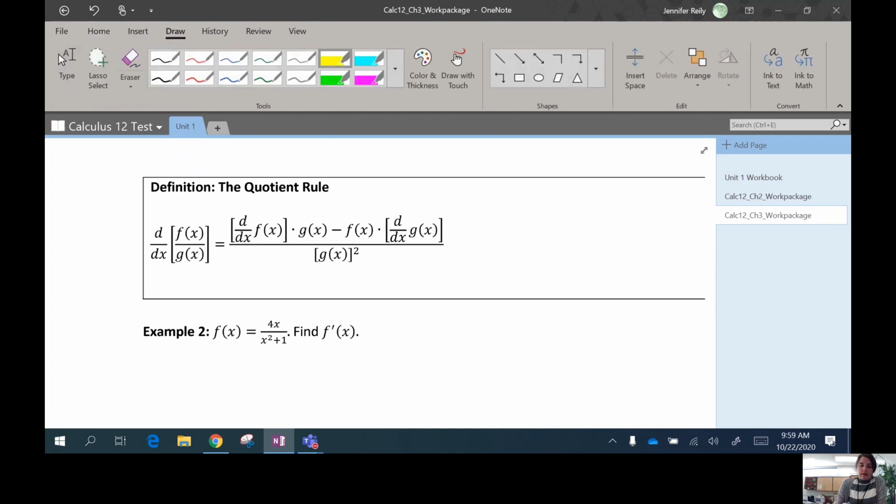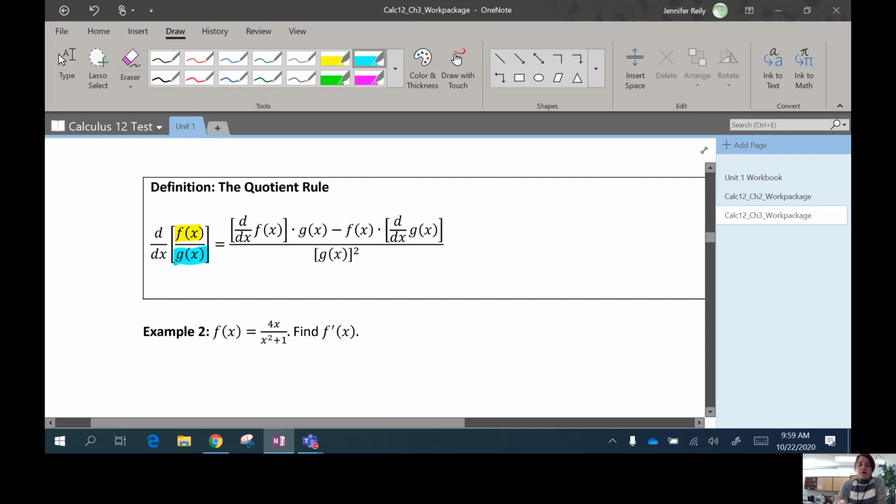So I'm going to use the same coloring scheme. The rule is actually quite similar. It has a similar structure, except there's one thing added to it. So you take the derivative of the upper term times the lower term, minus the upper term times the derivative of the lower term, all over the lower term squared.